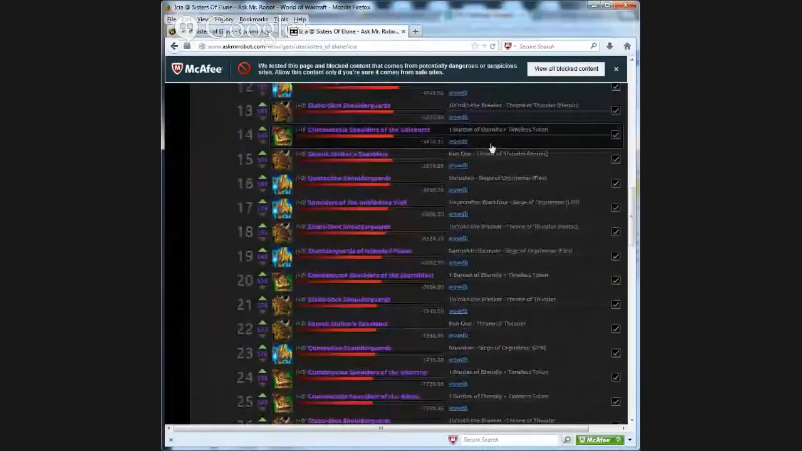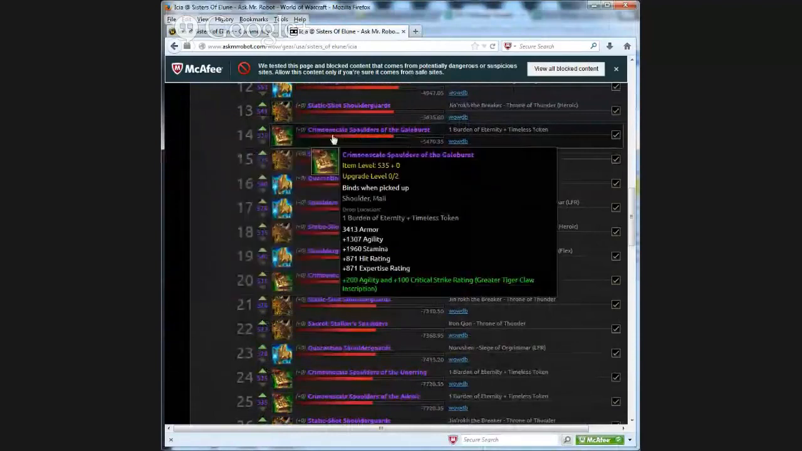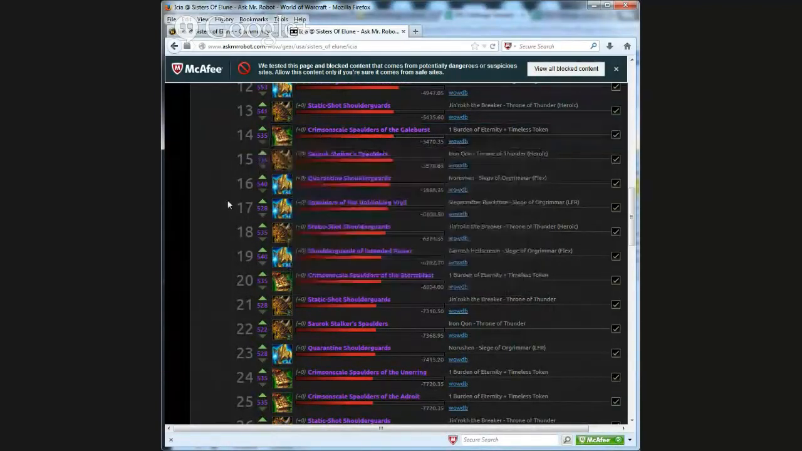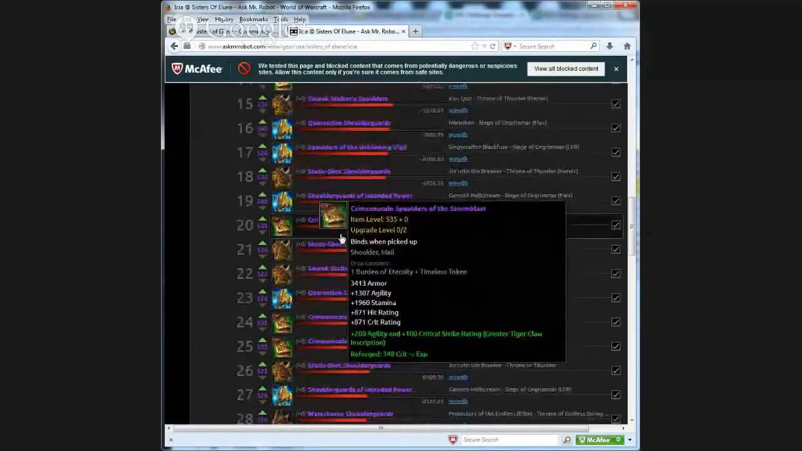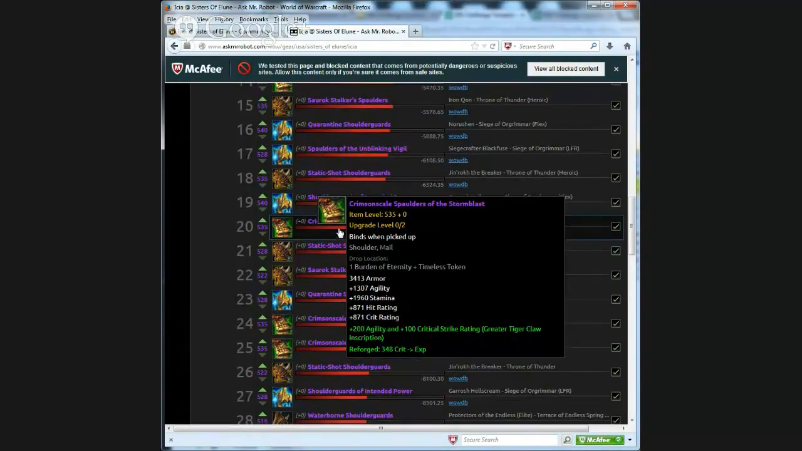So basic Gale Burst is the type of Timeless Isle piece that's best for hunters. The Gale Burst is the one you're looking for. That's your best in slot. Your next best one would be Stormblast. So those are the two shoulders you're looking for, and on your neck piece, you'd be looking for the Gale Burst or the Stormblast.